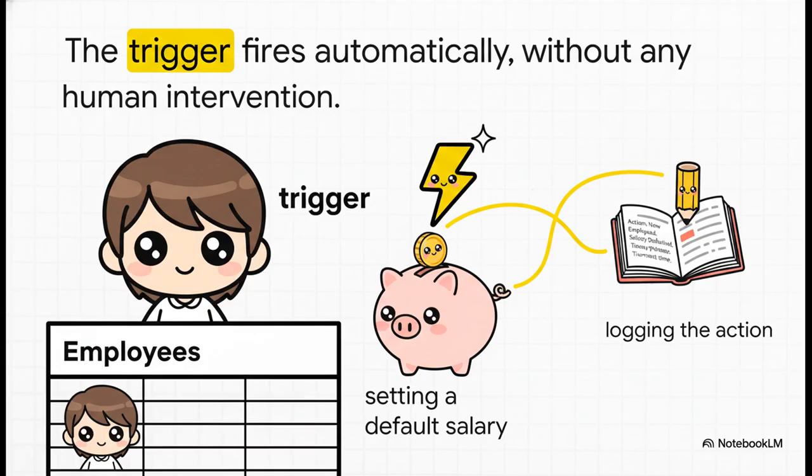The trigger just fires. Nobody has to press a button, nobody has to lift a finger. It can automatically figure out the employee's default vacation days, log the new hire in a separate security table, maybe even set a starting salary. I mean, this is automation at its absolute best. It's built right into the fabric of the data itself.